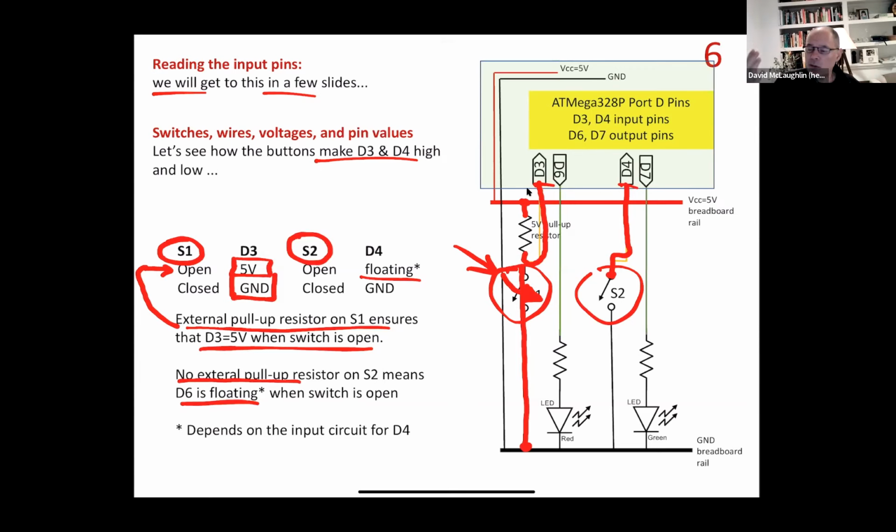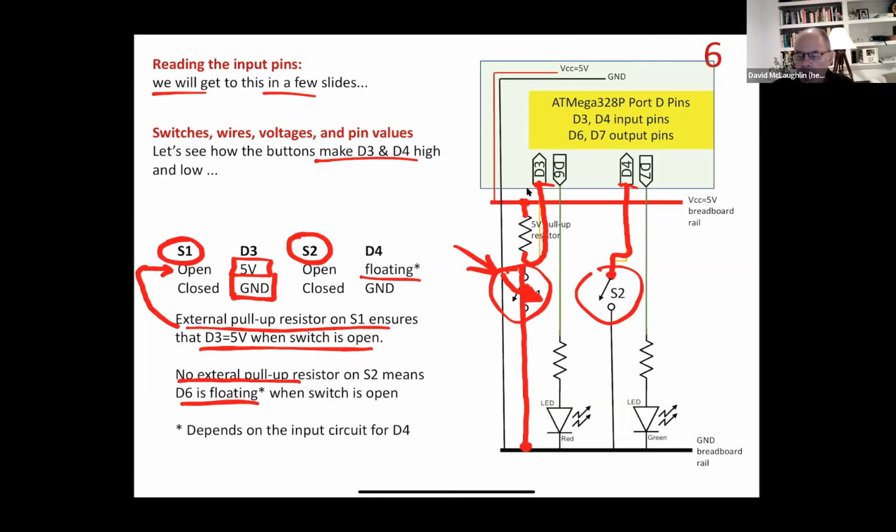So what value will it have? If you were to approach this with a multimeter, a voltmeter, and you connected the black lead of the multimeter to ground and the red lead of the multimeter to D4, what would you read? Would you read 0? Would you read 5? You don't know. It depends on what's happening inside the Arduino Uno. Okay, so you have to be careful when you configure something with a floating input like this.